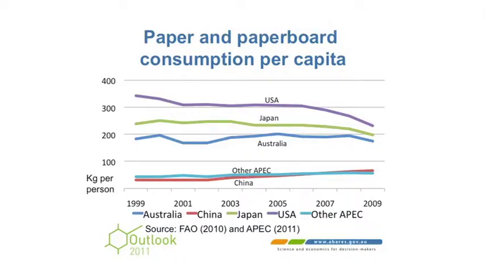If we look at paper and paperboard, consumption has been relatively flat or declining in some markets, but we can see China increasing, again, from a very low base, but a potential to increase a lot more if we look at the red line at the base of this chart.